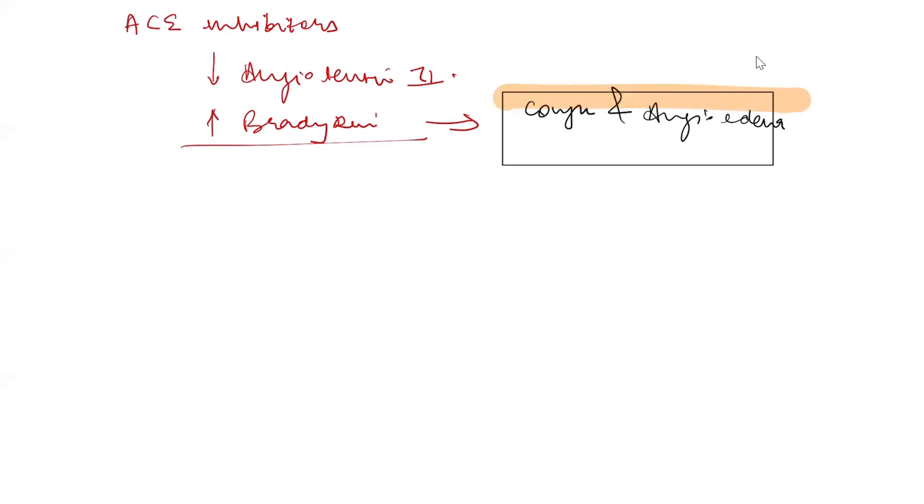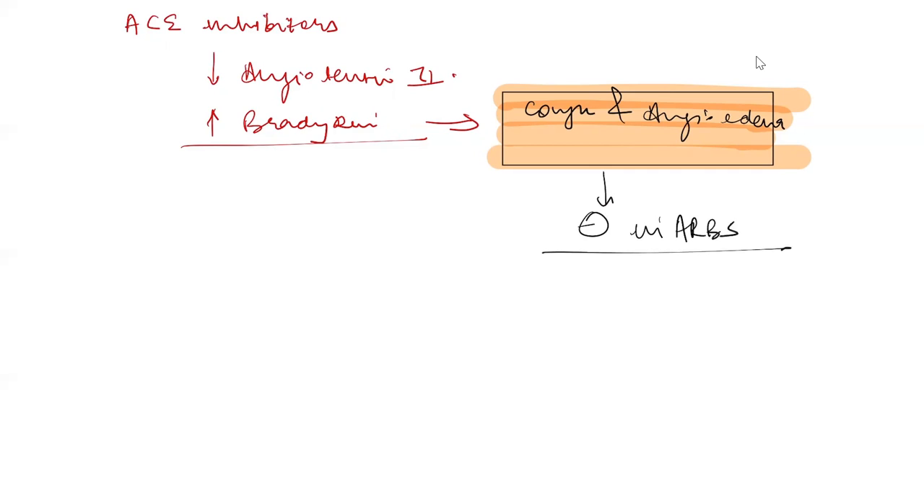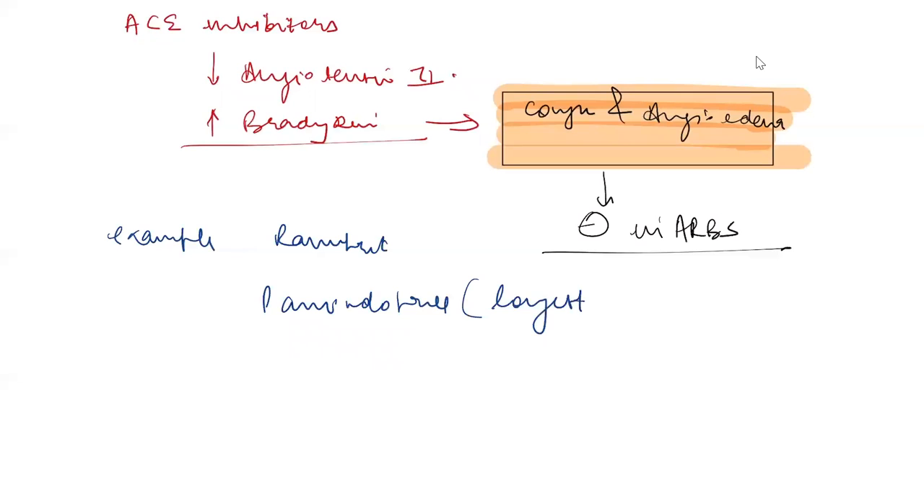And this side effect is absent in ARBs, as they don't lead to an increase in the bradykinin level since they directly block the angiotensin 2 receptor. An example is ramipril. And the longest acting ACE inhibitor is perindopril. This is the longest. Clear?